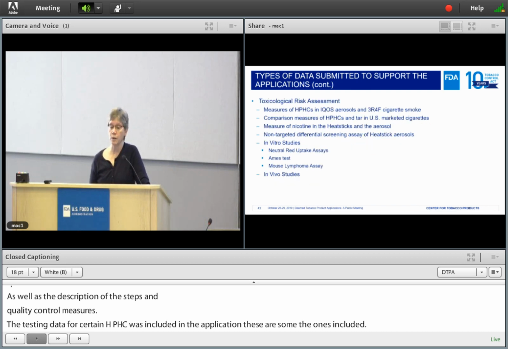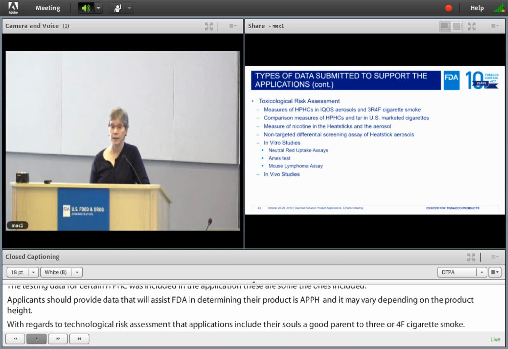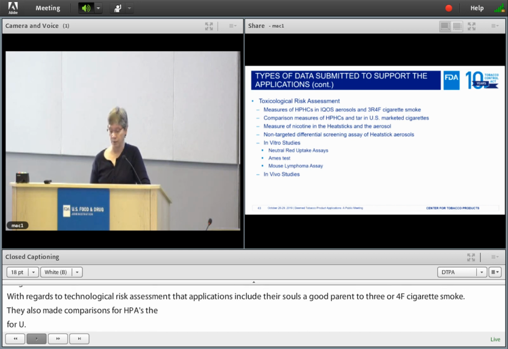With regards to the toxicological risk assessment, the applications included measures of HPHCs in the aerosols and compared them to 3R4F cigarette smoke. They also made comparisons for HPHCs and tar to U.S. marketed cigarettes. They included measures of nicotine in the heat sticks and the aerosol, as well as non-targeted differential screening assays and in vitro and in vivo studies.